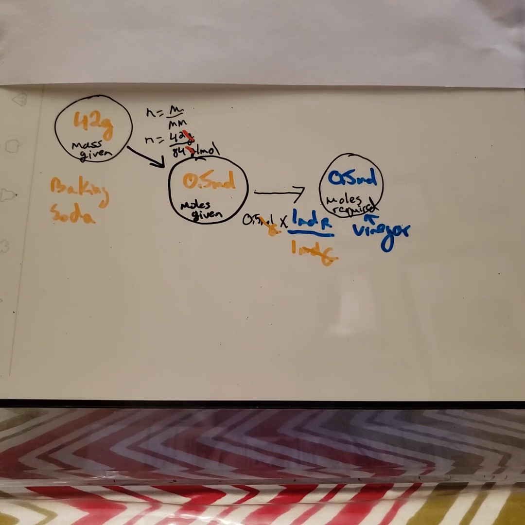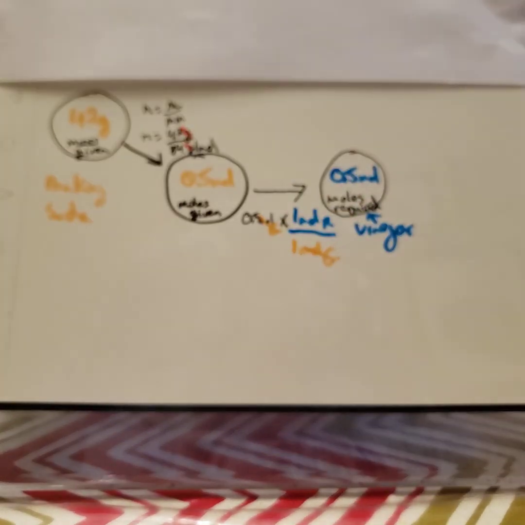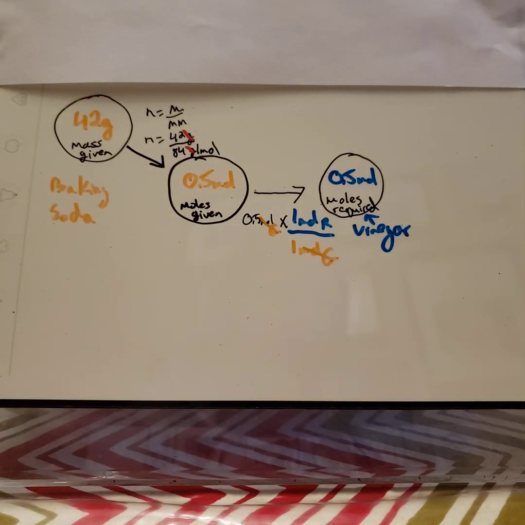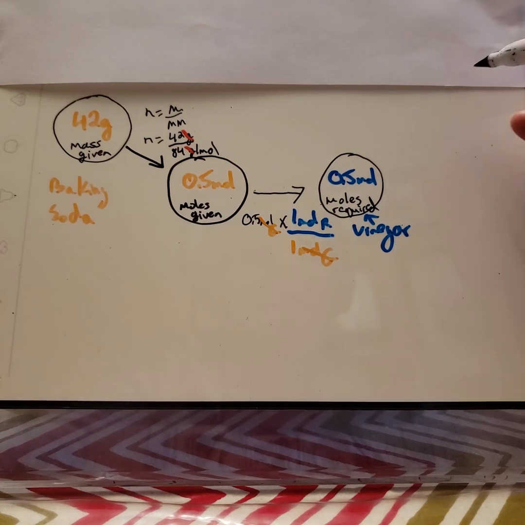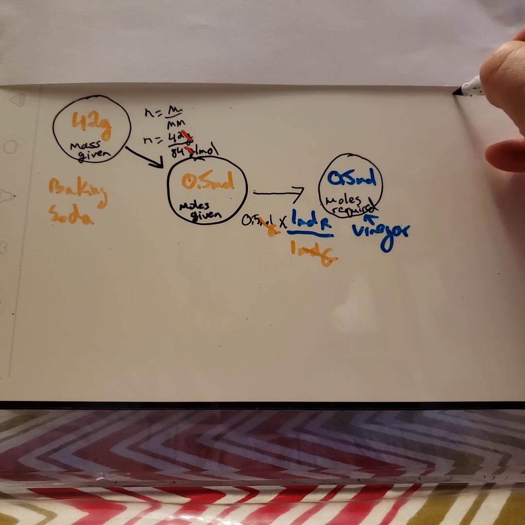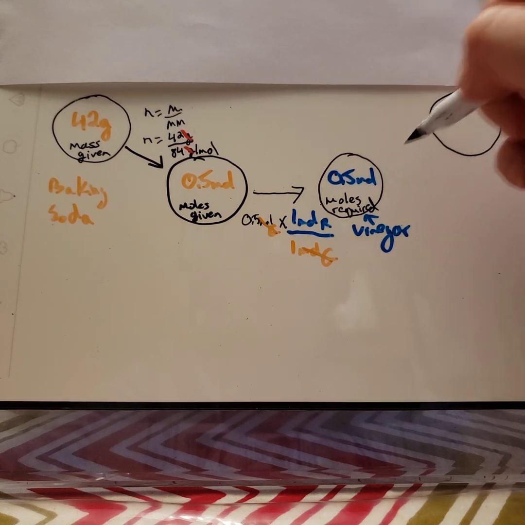I'm trying to make a volcano here, so I can measure 42 grams of baking soda, but I can't measure 0.5 moles of vinegar. So I've got to put that back, of course, into something I can measure. So I'm going to go back to grams. All right, so this is now going to be the completion of our path.